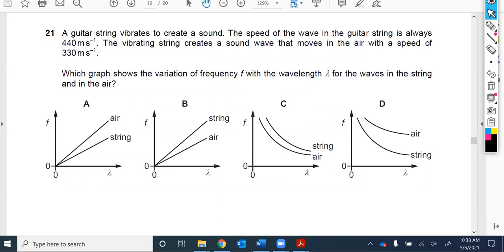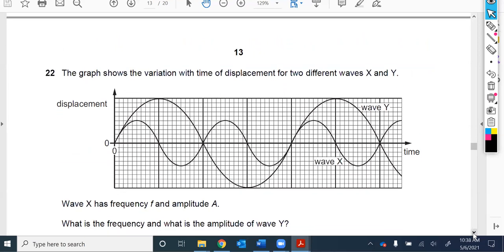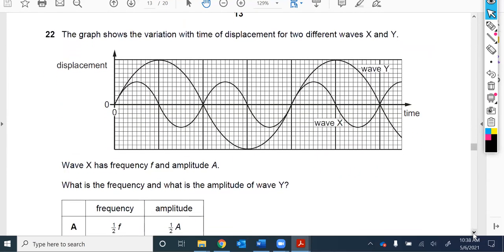So not only do we know the correct answer is C from reviewing the mark scheme, but we know why it's the correct answer. We can disprove all the other ones. There'd be no reason why air would be higher than string, and really no reason why its curve would flatten out more than this one. So, all right, only took an hour, but we got there. That was a wave question, huh?